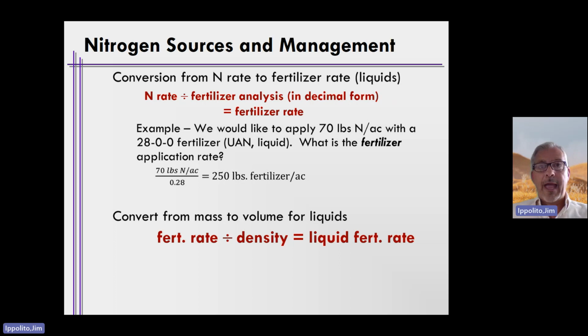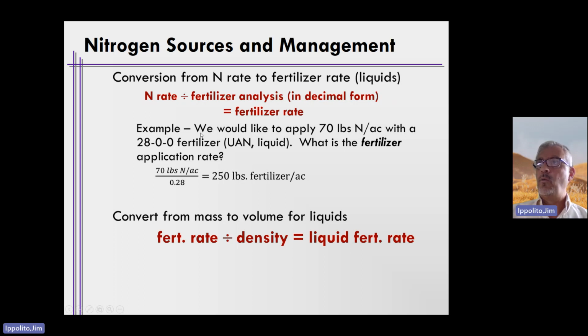Okay, here's the second example for conversion of inorganic fertilizers to match a target nitrogen rate. But this is for liquid fertilizers, right? There's two steps. The first step is identical to what you just did for solid fertilizers. So it makes it simple, right? I mean, you already know the math now for solid fertilizers. You simply take the nitrogen target rate divided by the fertilizer analysis in decimal form, and that's going to equal the fertilizer rate, almost.